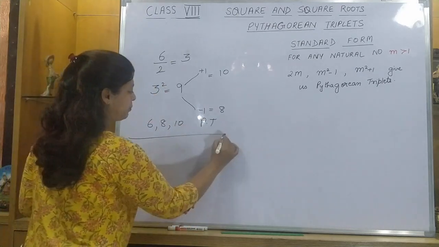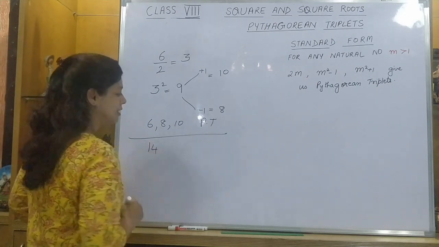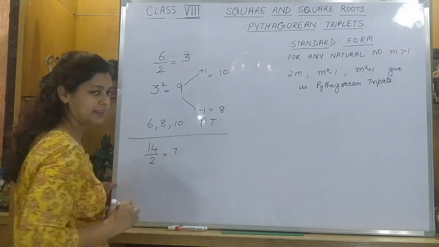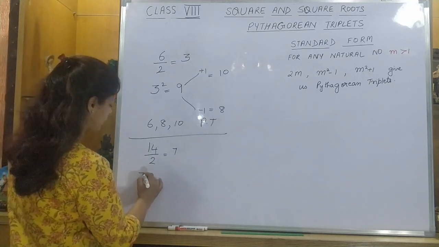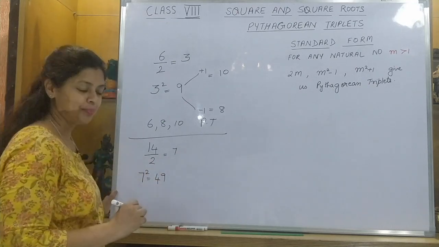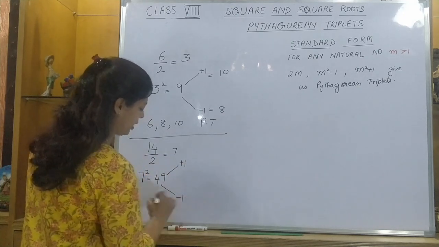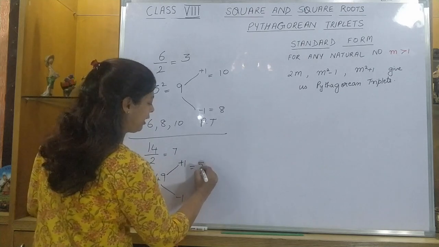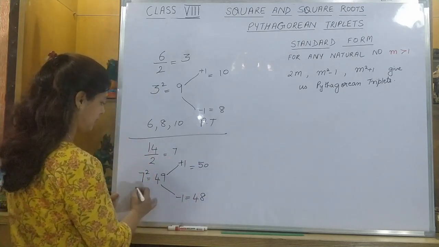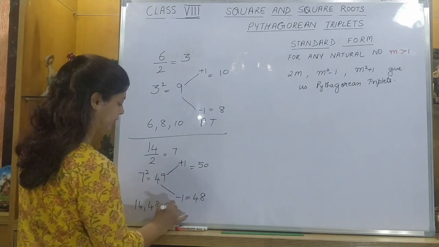I will take another example. Now I take the number 14. Step 1 is to divide 14 by 2, which gives me 7. Now step 2, take the square of 7, which gives me 7 into 7, 49. Step 3, add 1 to this 49 and subtract 1 from 49. On adding I get 50, on subtracting I get 48. So my triplets are 14, 48 and 50.